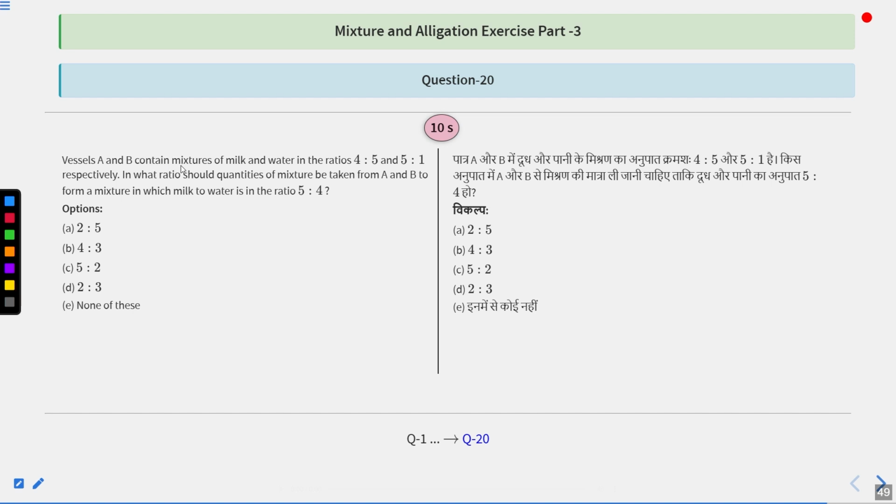Vessels A and B contain a mixture of milk and water in the ratio 4:5 and 5:1 respectively. In what ratio should quantities of mixture be taken from A and B to form a mixture in which milk to water is in the ratio 5:4?